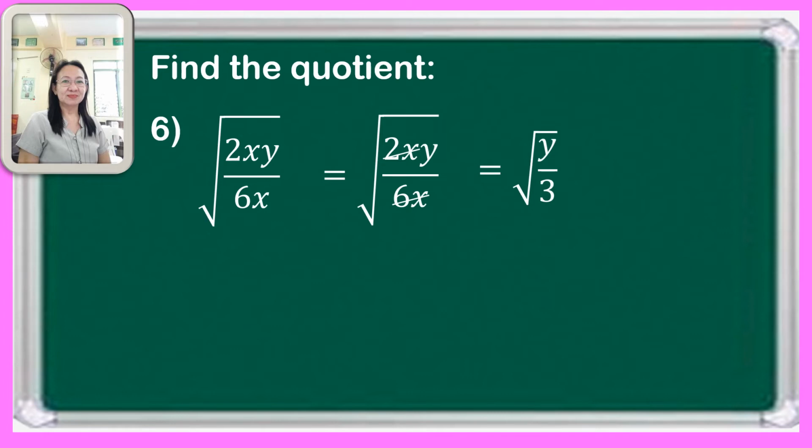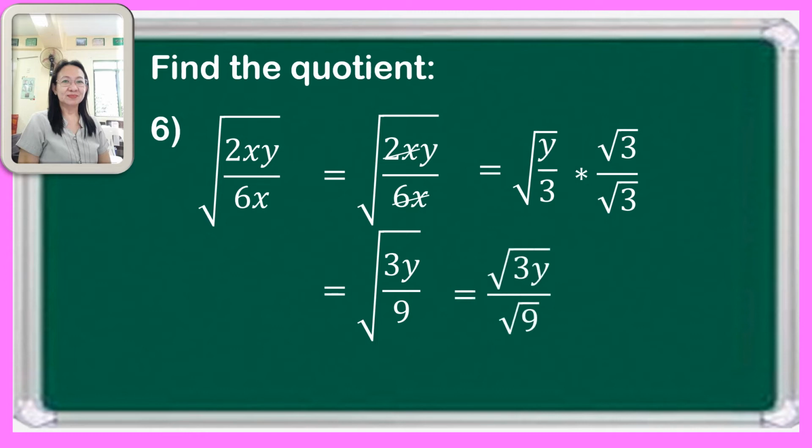And to rationalize, let us multiply this by the square root of 3 over the square root of 3. And we will get, for the numerator, y times the square root of 3, which is the square root of 3y. And the square root of 3 times the square root of 3 in the denominator, we have the square root of 9. So separating them, we will get the square root of 3y over the square root of 9, and the square root of 9 is equal to 3. So this is the simplest form.